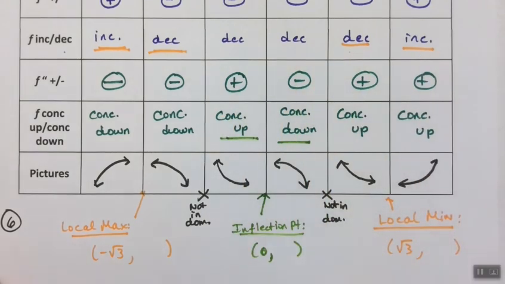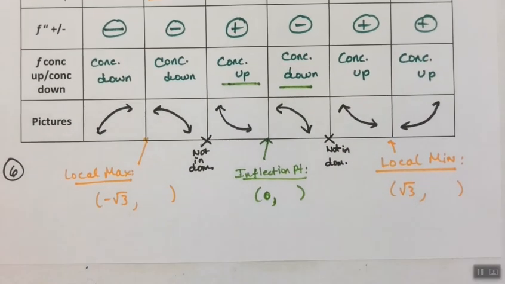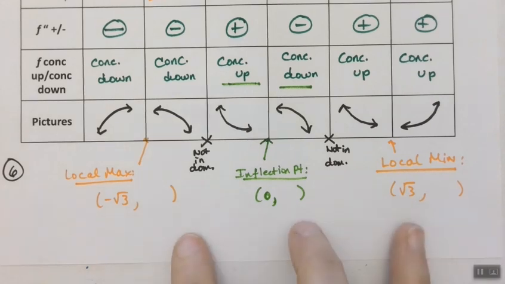The concavity only switches here, which is not in the domain, here, which is in the domain, and here again, which is not in the domain. So those ones are out. All right, the only other thing I would need is what are these points?